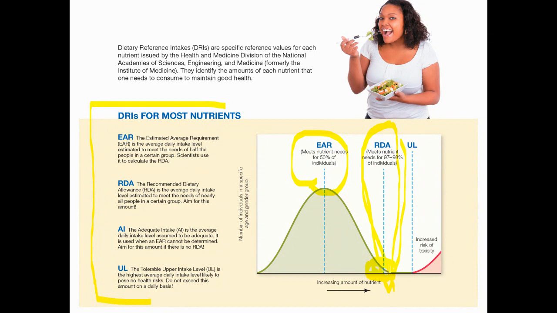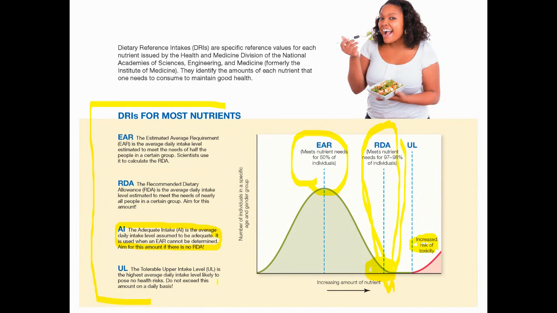Yep, so at this level, we would meet the needs of just about almost the entire population, right? 97, 98% of the population. And then tolerable upper intake level, this is where we start to see increased risk. Above that level, we see increased risk of toxic effect. And you'll see adequate intake isn't quite on the chart. That's again just because it's used only when an RDA is not established.